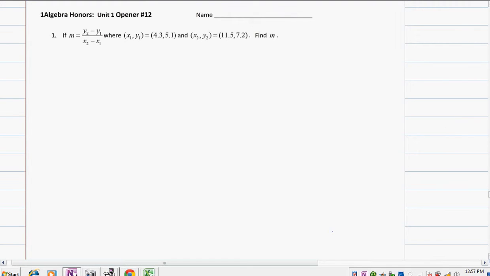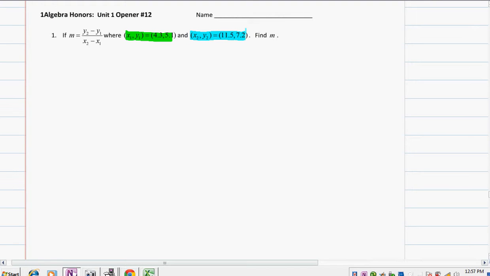If m equals y2 minus y1 over x2 minus x1, where (x1, y1) is (4.3, 5.1) and (x2, y2) is (11.5, 7.2), find m. So a few things, right? Again, we need to know what question we're being asked and how to interpret what these equalities mean.